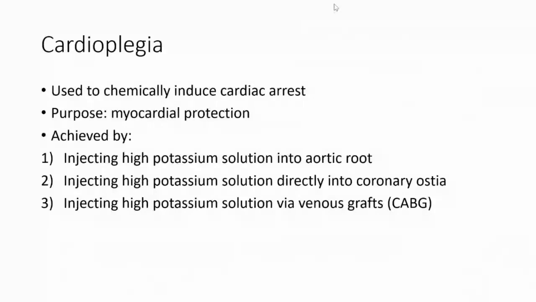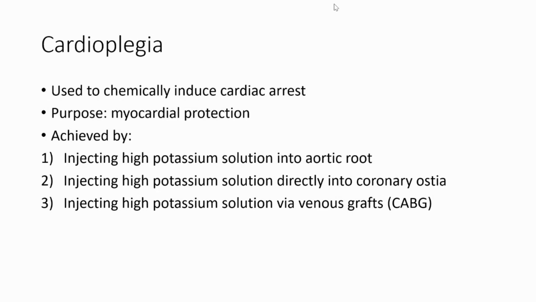So these are the main forms of cardioplegia: antegrade and retrograde. Retrograde is via the coronary sinus and is used in patients that have bad coronary artery disease. Antegrade is either into the aortic root in those patients that don't have aortic regurgitation, or if they do, directly into the left and right coronary ostia.